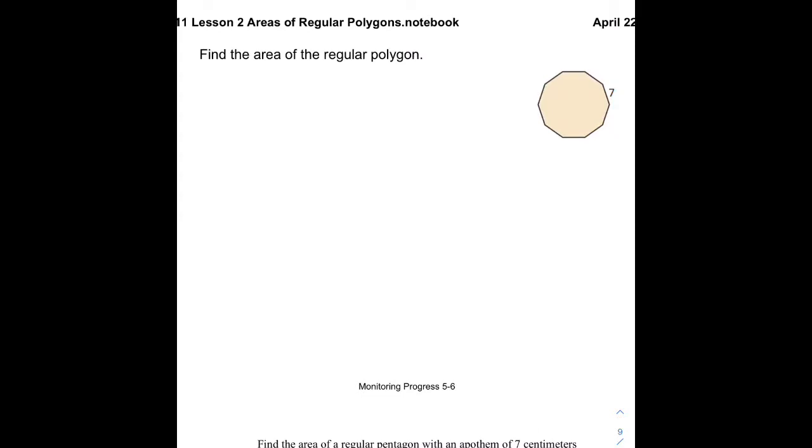So I'm going to start with my area formula. Area is equal to... had a brain fart. Hello, good morning. All right. And it's not. It's like 1:55 in the afternoon. All right. It's apothem times the side length times the number of sides divided by 2.